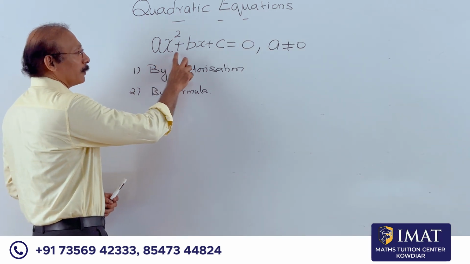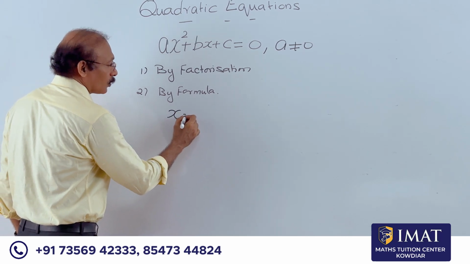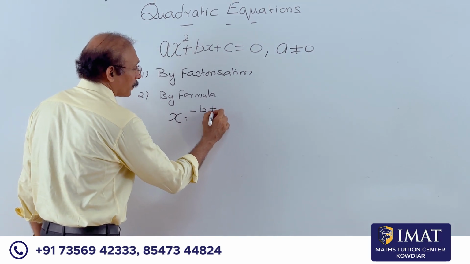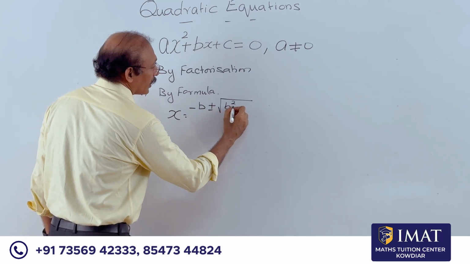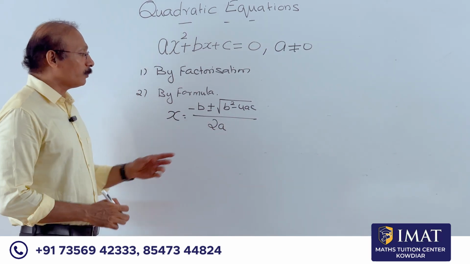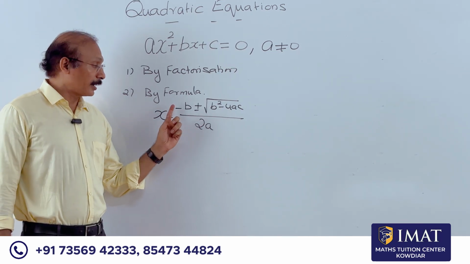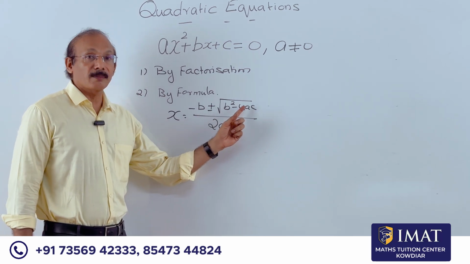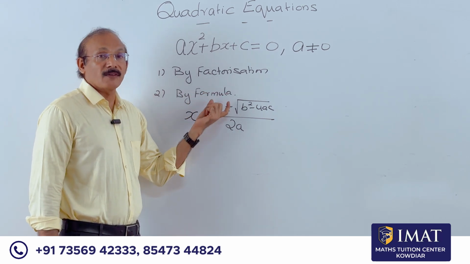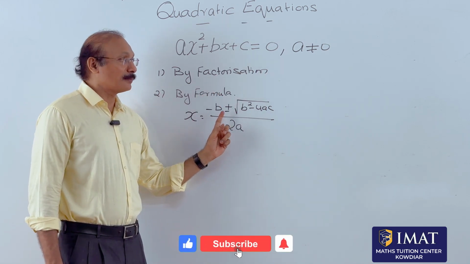So if ax square plus bx plus c is equal to 0 is a quadratic equation, then x is equal to minus b plus or minus root of b square minus 4ac the whole divided by 2a. This is the formula for finding the roots of a quadratic equation. So these are the two methods of solving a quadratic equation. The first method is factorization, the second method is formula.